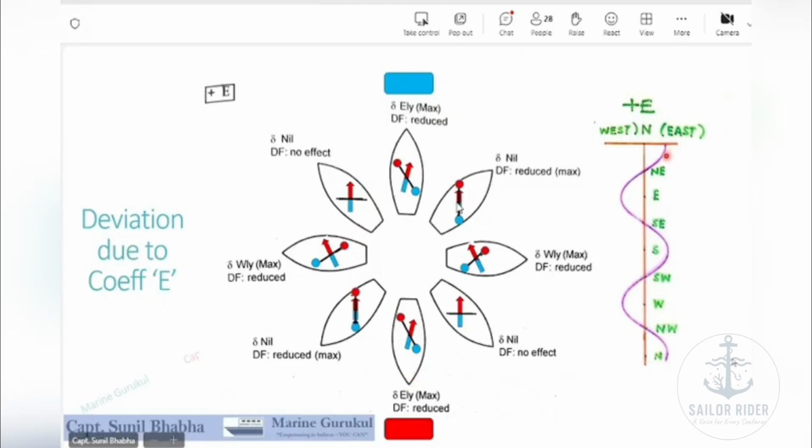You can see the deviation represented here. This is the heading of the ship, north, northeast, east, southeast, south, and so on. And the curve shows the deviation generated. Maximum deviation on northerly heading, 0 deviation on northeast, maximum deviation in the opposite direction on an easterly heading, 0 deviation on southeast, maximum deviation in the opposite direction on a southerly heading, and so on.